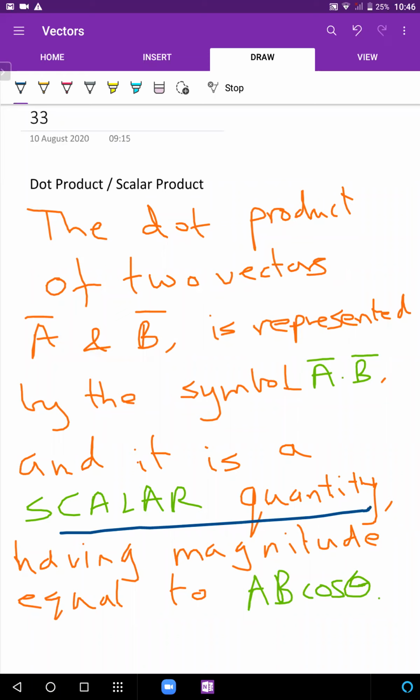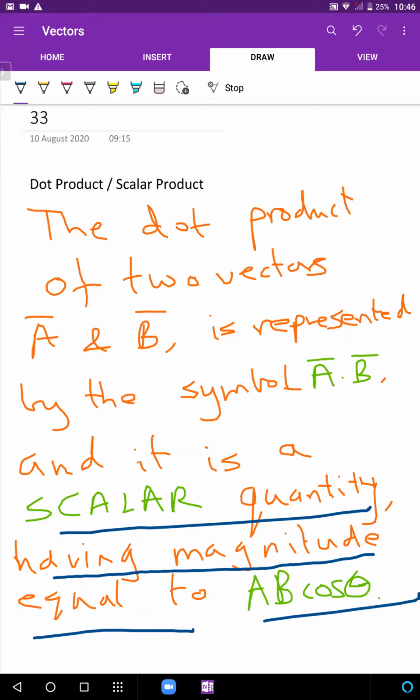अब scalar quantity के बारे में क्या जानना है? सिर्फ magnitude, direction होता नहीं है. तो क्या है इस quantity का magnitude? It gives us a scalar quantity having magnitude equal to AB cos theta. That is the magnitude. So suddenly we know everything about this dot product. ये dot product का result कितना होगा? एक scalar होगा और उस scalar का magnitude कितना होगा? AB cos theta होगा. मतलब वो scalar ही कितना होगा? AB cos theta होगा. Simple.